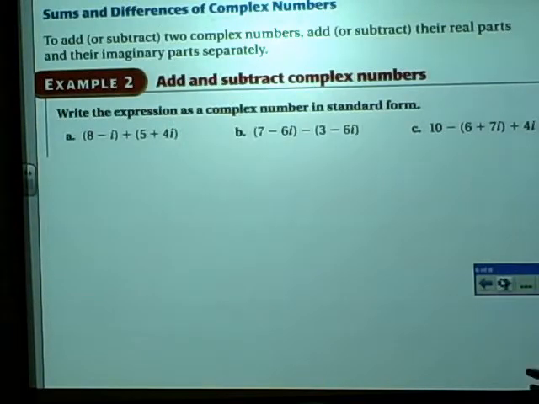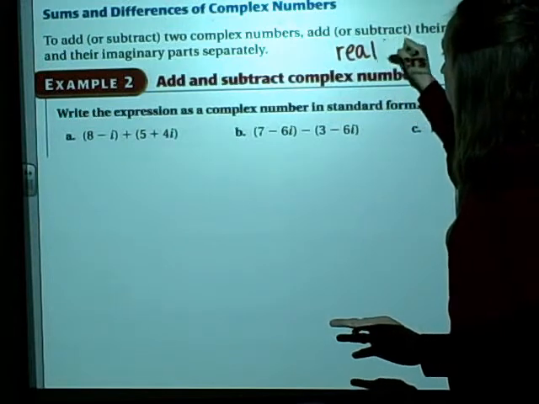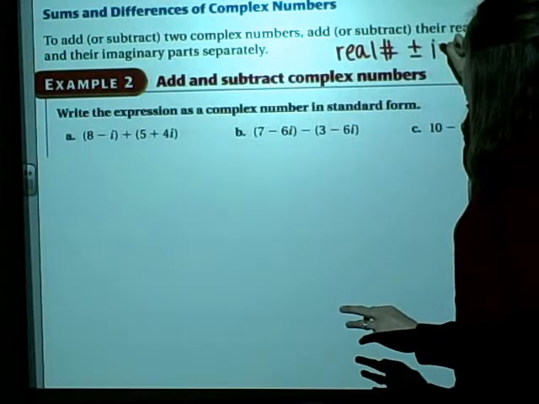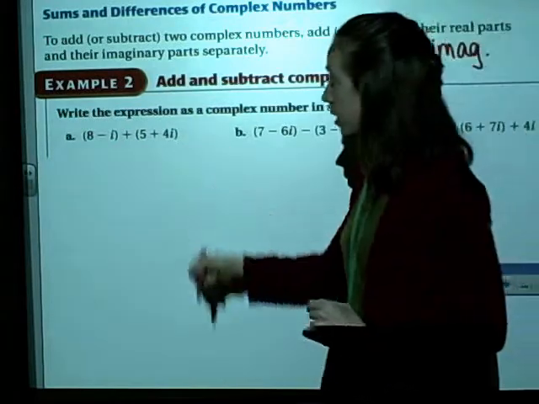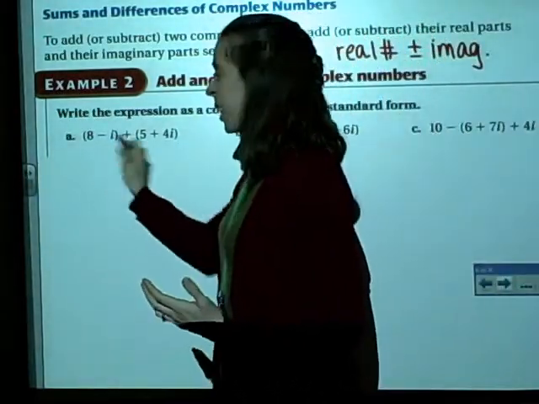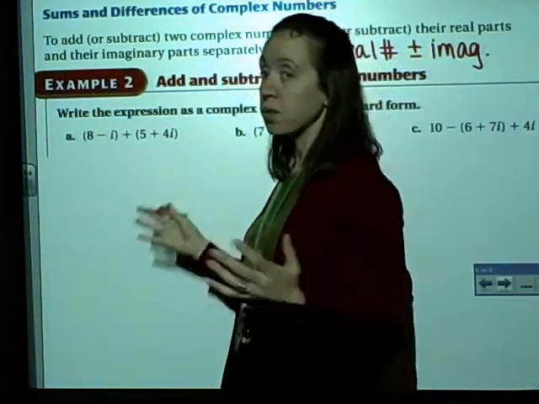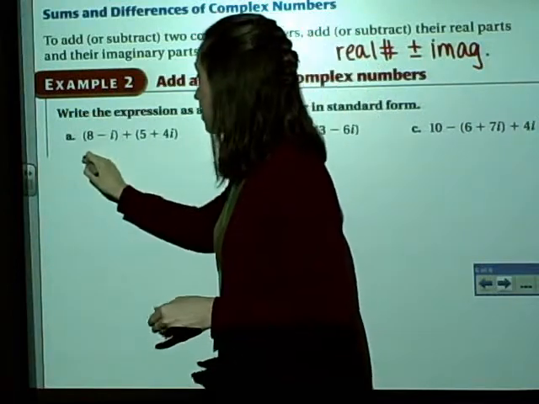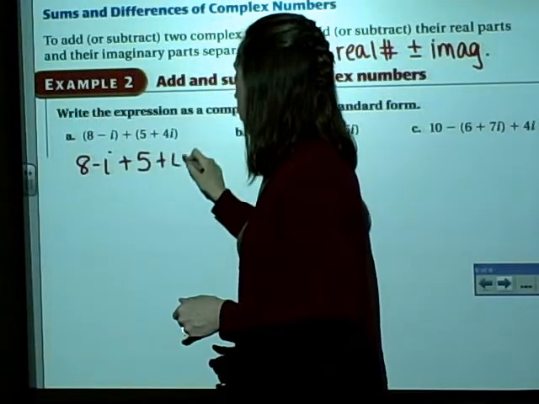Okay, now the coolest thing that you guys are really going to like, when I find the sum and differences of these complex numbers, I'm just combining like terms. That's it. You just need to make sure that you write it as your real number plus or minus the imaginary. We want it in that same structure. So let's look at a here. Let's combine like terms. We can get rid of the parentheses. It's just a positive sign or an addition sign in the middle, so I don't have to worry about distributing a negative. So this is like 8 minus i plus 5 plus 4i.